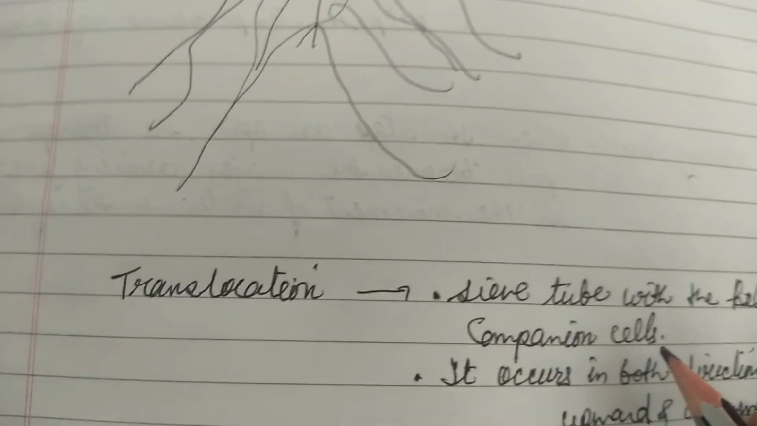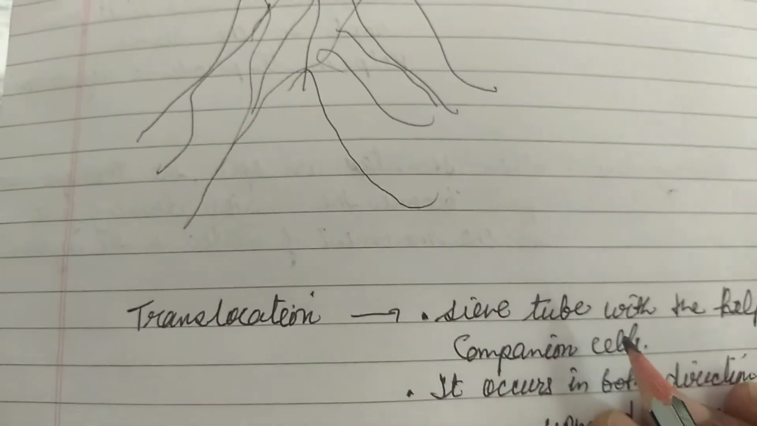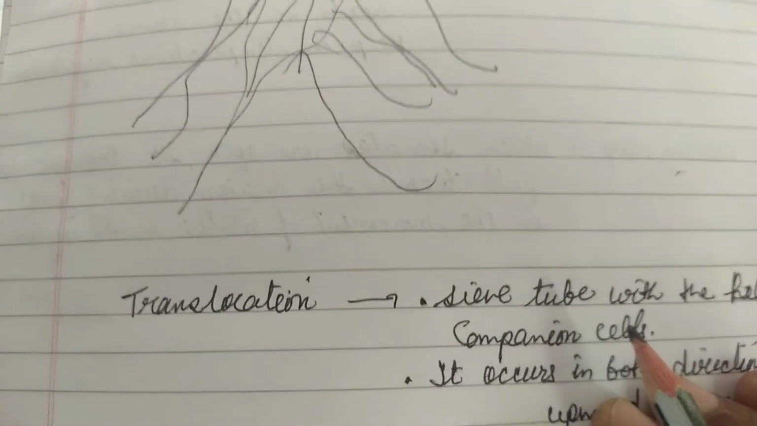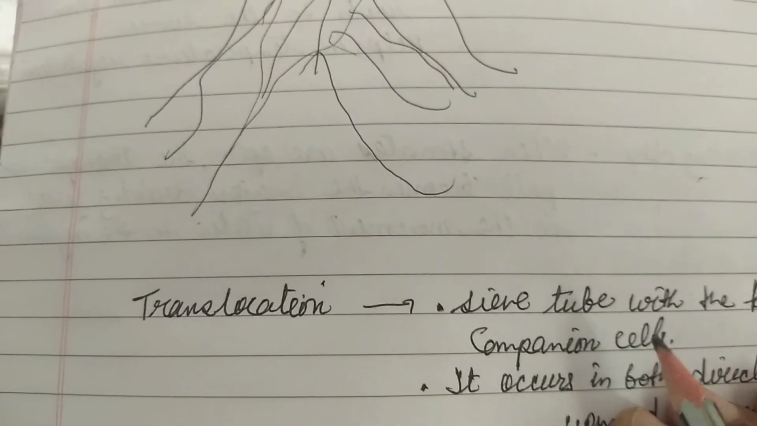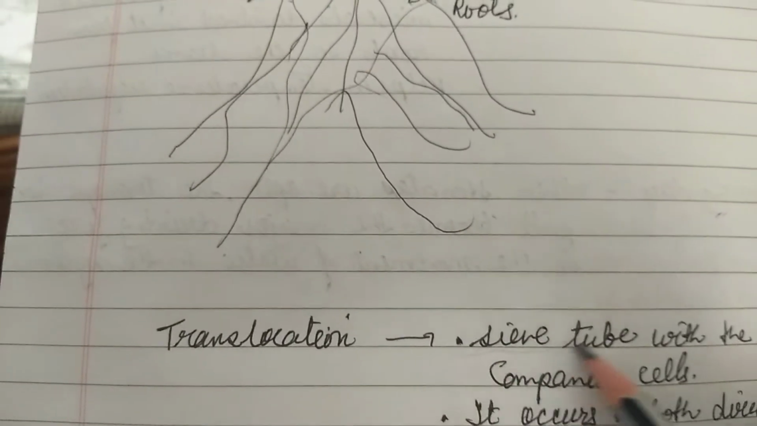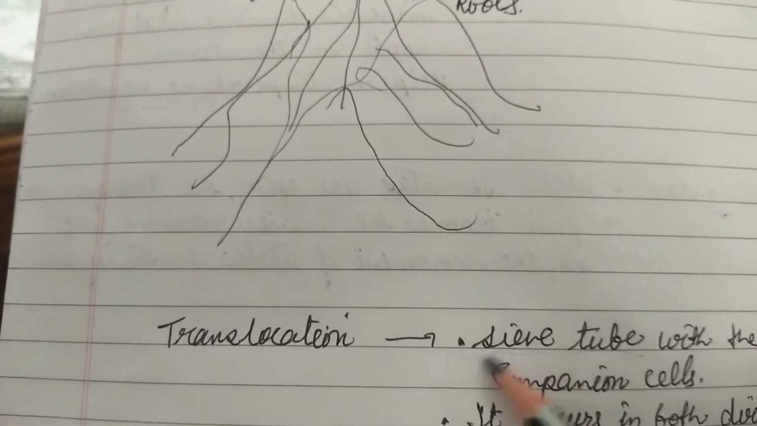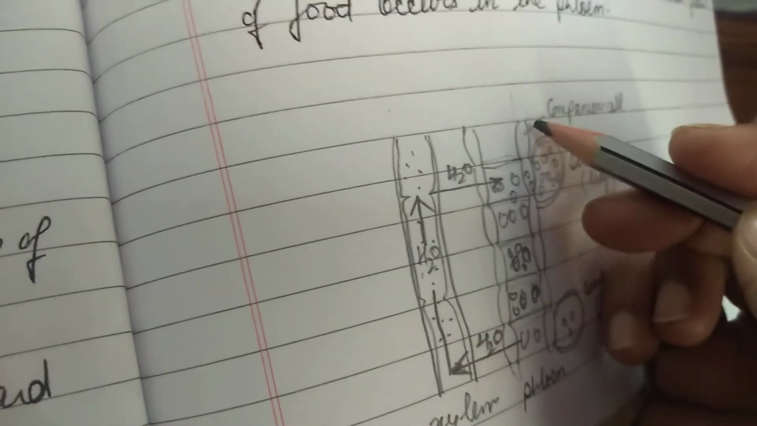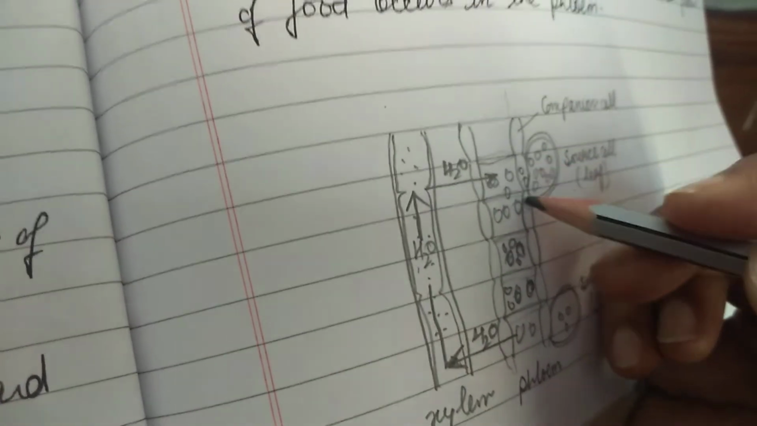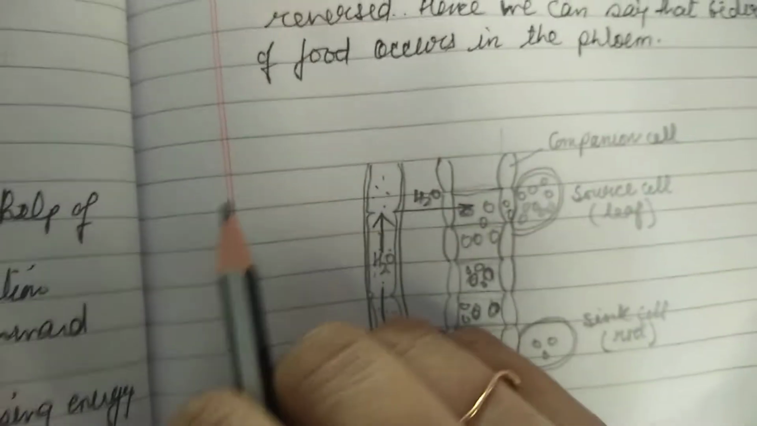Okay? If we recall the structure of phloem, we know that sieve tubes are present in phloem, along with companion cells and phloem fiber. These sieve tubes form a continuous channel, right? If we draw a rough sketch of this phloem, these are the sieve tubes, they are connected, and at the side there are companion cells. This is the rough sketch you can draw in your exams also.